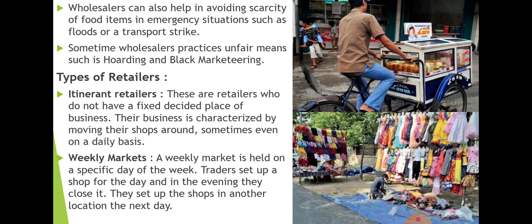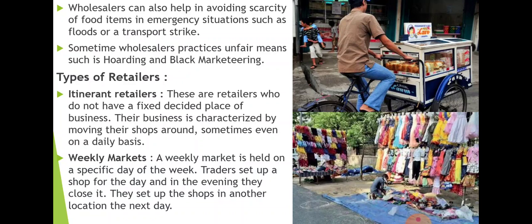Weekly market is also there. A weekly market is also considered as an itinerant retailer. This kind of market is held one day in a week. It means they choose a specific day, and on that specific day they make their market. Suppose the market is scheduled for Wednesday, so every Wednesday they go and create their whole market, and the people purchase these products.